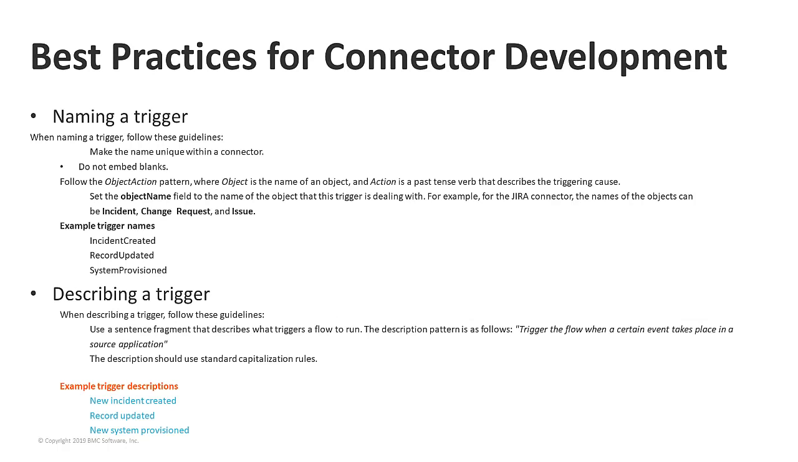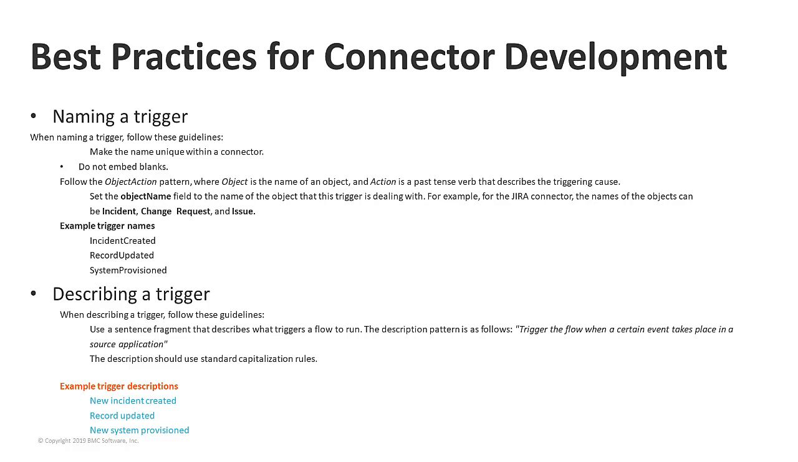Okay, for naming a trigger. General guidelines here are, the trigger name has to be unique within the connector. Don't embed blanks, because the name of the trigger is actually used internally as a method name. And generally, it's best to use an object action pattern for naming the trigger, where the object is the name of the object and the action is what has happened to that object to trigger it.